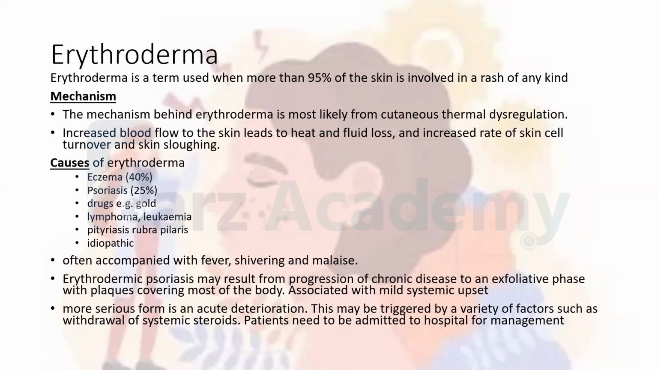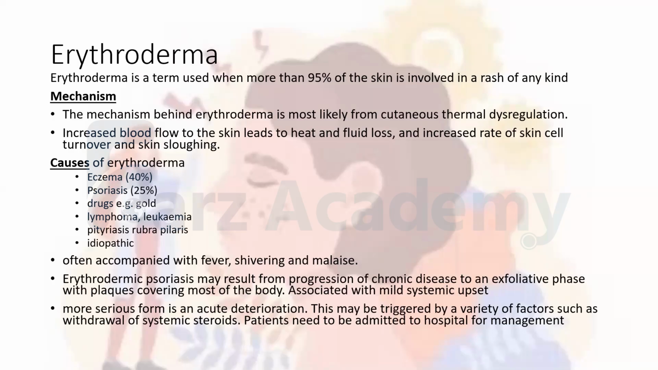All right. Psoriasis can also lead to erythroderma. Erythrodermic psoriasis may result from progression of chronic disease to an exfoliated phase. So when psoriasis progresses to an exfoliated phase, the plaques covering most of the body turn into slough. All right. So it is associated with mild systemic symptoms.